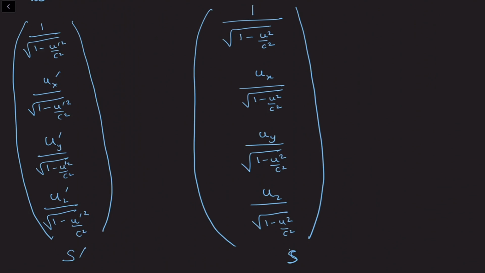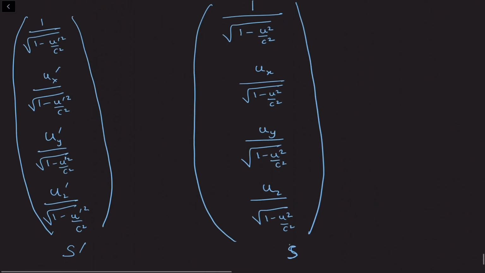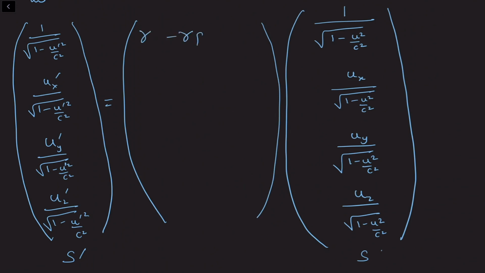We already know the transformation rules for ux, uy, and uz, so we should be able to figure out how these quantities are related. And if you were to work it out, what you would find is that they are related again by a linear transformation. That is, there's a 4x4 matrix, and the entries of this matrix are just what we found for lambda above in the transformation of the space-time coordinates.